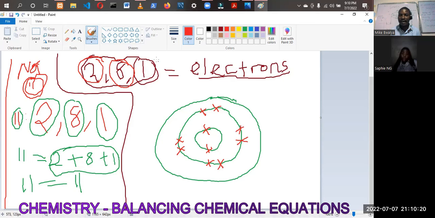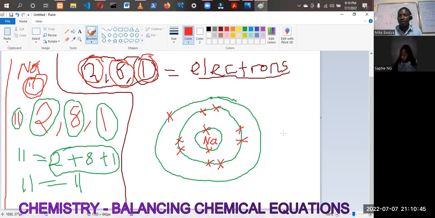And then in the last shell, the third one, there is 1 electron. So you just put it anywhere. And then at the middle there, you can just say you have sodium.